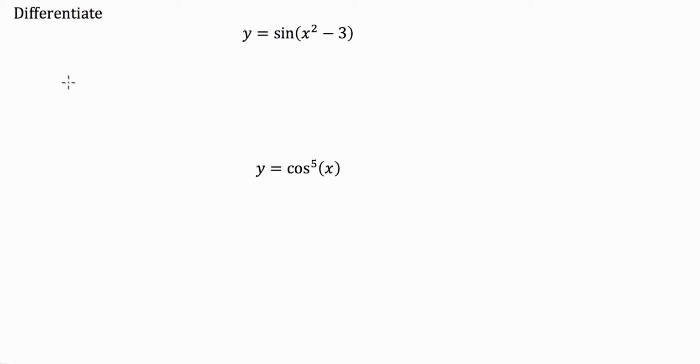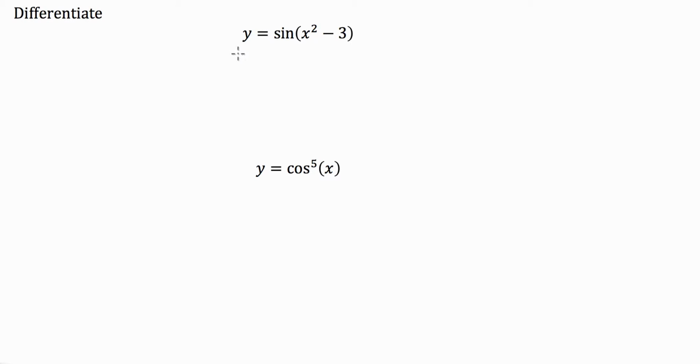Hi guys, in this video we're going to do two basic trigonometric differentiation questions, just two examples. In these two examples we're going to make use of the chain rule to differentiate them. We've got one a sine of a particular function and one a cosine of a particular function. So the first thing we have to do is identify, especially with the chain rule, what the inside and the outside functions are.